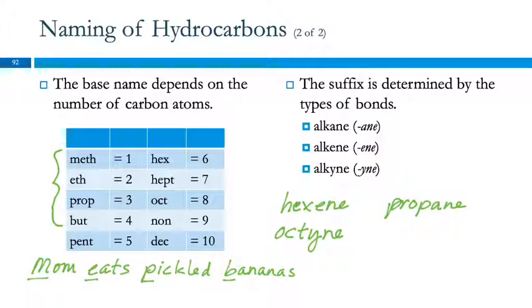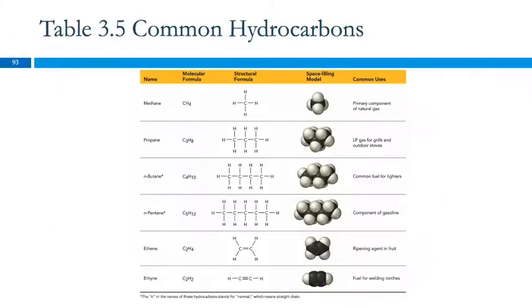Now, what I'm teaching you here is not even really scratching the surface. We're just looking at the surface of organic nomenclature. But we do need to have just this little baby understanding of it, because some of these names come up during the course of the class. So this is a table, which may or may not be interesting to you, of common hydrocarbons. So we have their names, their molecular formulas, their structural formulas, space-filling models, and common uses. So these are things that are used in everyday life.